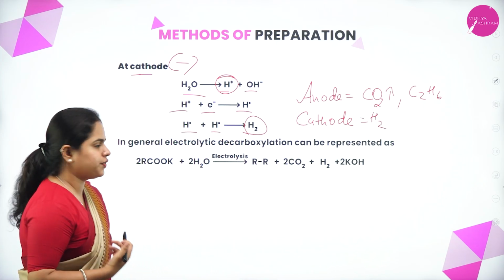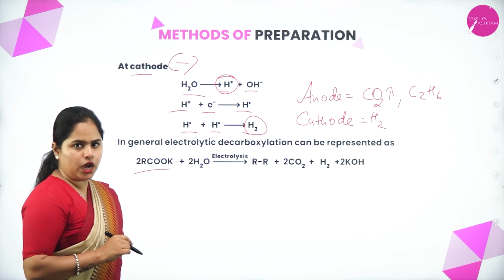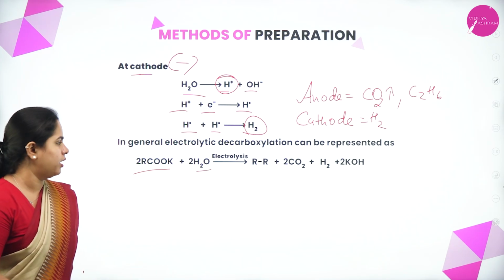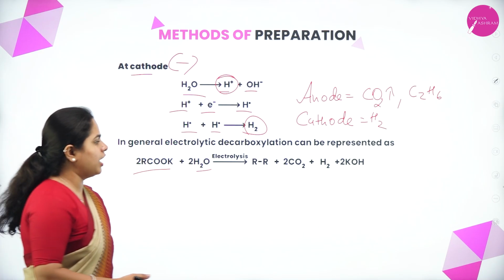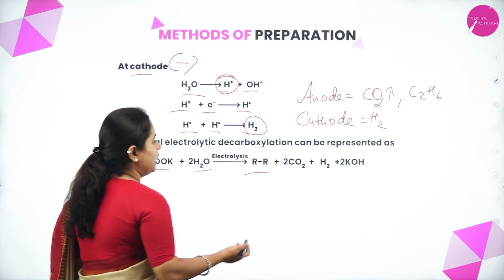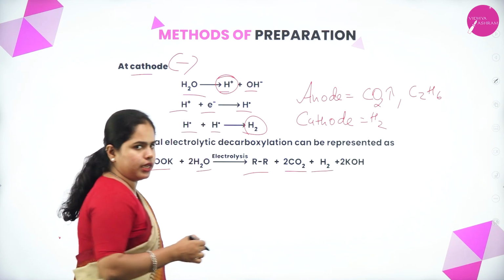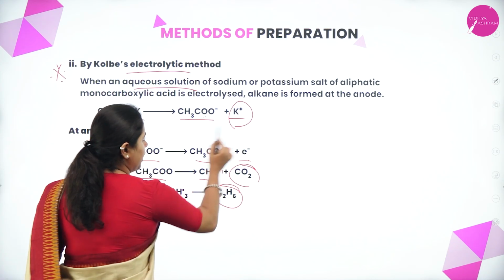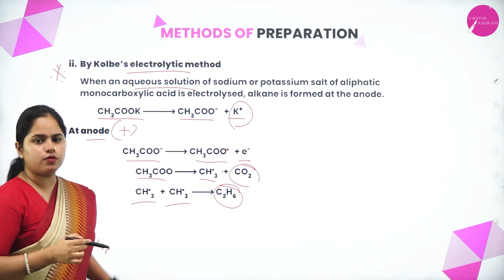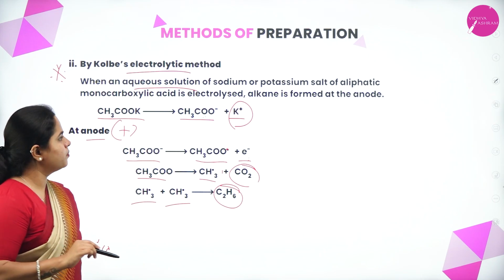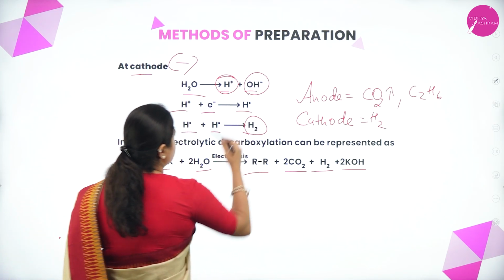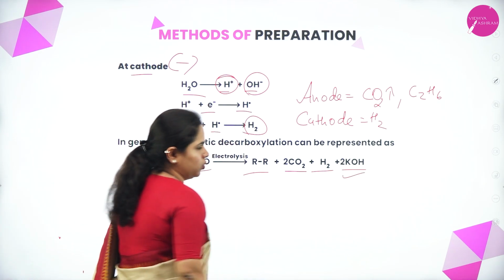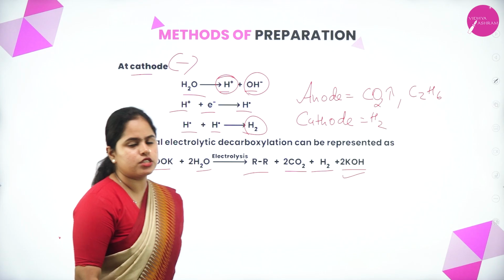So overall, the reaction we can write as follows. The potassium salt of carboxylic acid in the presence of water undergoes electrolysis. It's an aqueous solution, right? So that is why water takes part, and it forms R-R, that is the alkane, right? And carbon dioxide and hydrogen gas. Now there is potassium hydroxide also. Now where did this come from? There is a K plus ion here from the dissociation of the potassium salt of carboxylic acid, and there was OH minus also from the dissociation of the water molecule. So those two will combine and form KOH. So I hope this reaction is also clear for you.